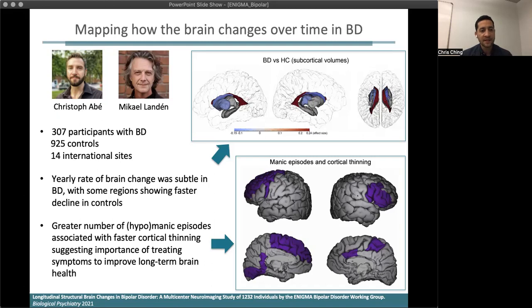But in this large scale study in which we computed yearly rates of brain change, we found that bipolar illness was associated with, again, very subtle longitudinal brain changes over time. And in fact, some regions actually showed faster decline in the control participants. Now, we also showed that a greater number of hypomanic and manic episodes was associated with faster cortical thinning in certain regions. And this potentially suggests the importance of treating and maintaining those fluctuating mood symptoms to potentially improve long-term brain health.